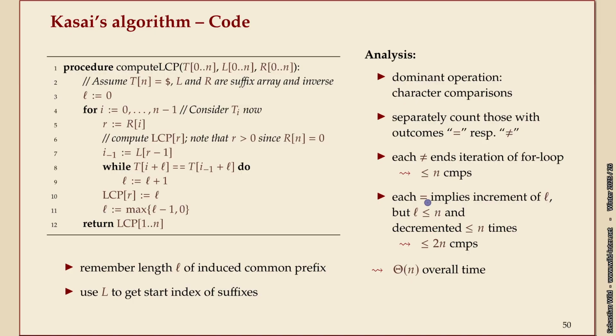The ones that come out as equal, there may be many, but they always increment L. And L always remains below N and is decremented only by 1 here. So you can't increment it by more than 2n overall, right? Yeah. You increment it once here, you decrement it once here. At most 2n for sure. So you have a linear number of character comparisons in the entire algorithm. So the entire algorithm is linear time as well.